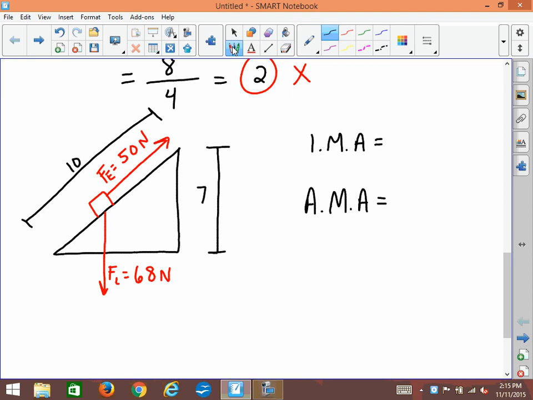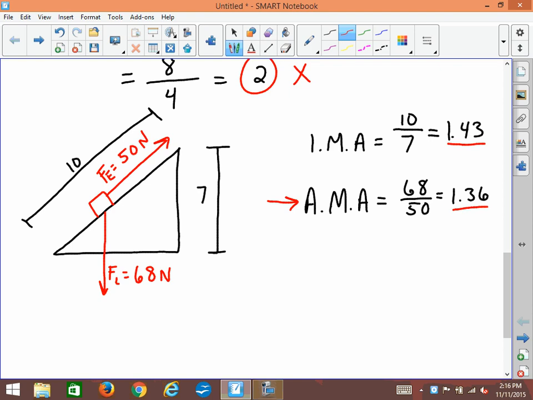The IMA would be the length, 10, divided by the height, 7, which I think comes out to about 1.43. But the AMA would be the load force, 68, divided by the effort force, which is 50. And if you divide those, let me see, 68 divided by 50 should come out to about 1.36. Not quite as good as the ideal. So you lost a little bit because of friction, right? The friction means that the reality or the actual mechanical advantage that you can get is only this.